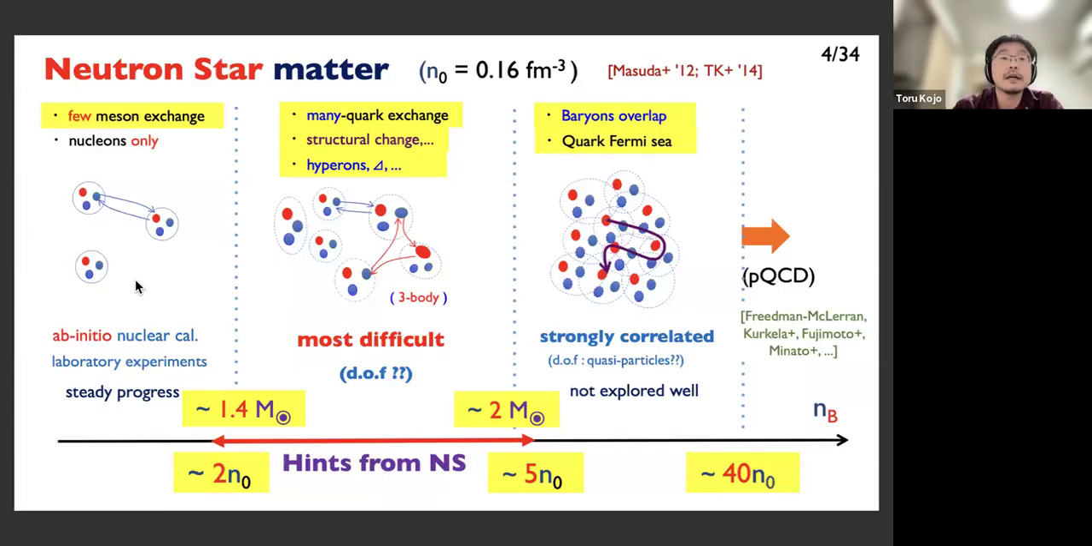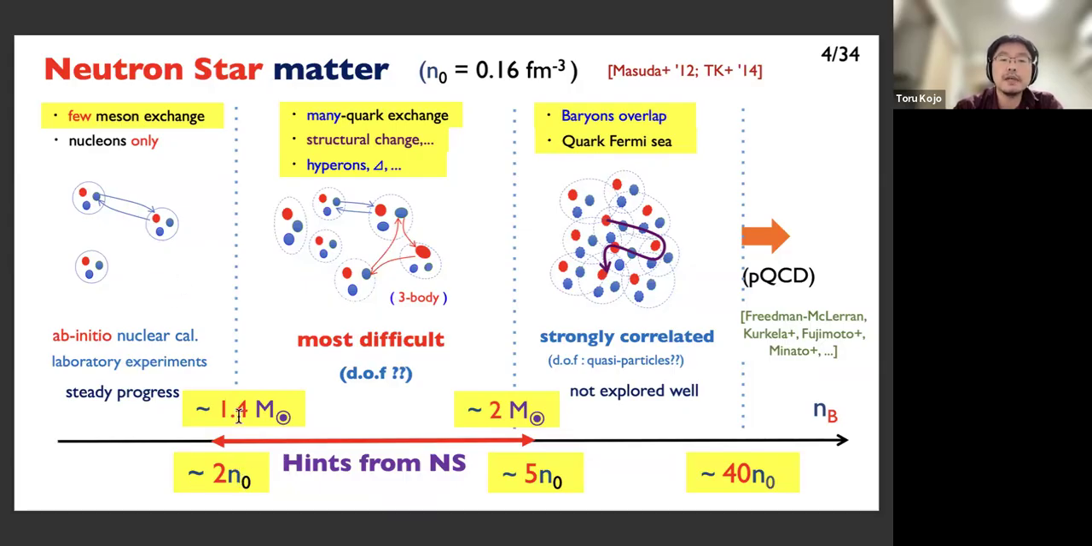So let me begin with an overview of neutron star matter. There are several distinct regimes. At low density, of course, we have nuclear matter, where nucleons interact through meson exchange, or more microscopically, quark exchange. As long as our system is dilute enough, nucleons are well-defined degrees of freedom, and nuclear matter descriptions are just fine.